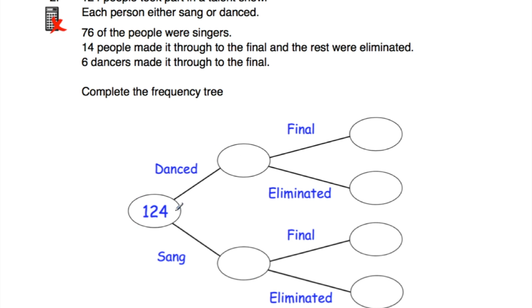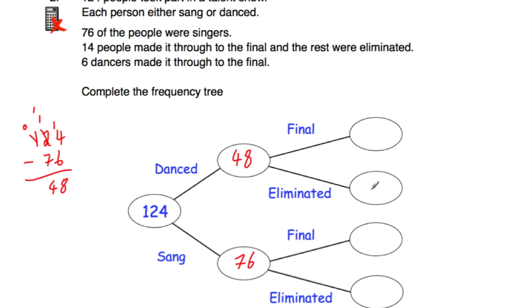We're told there's 124 people altogether and that some danced and some sang. We're told that 76 are singers, so the rest of them must have danced. If we take the 76 away from the 124, we can see how many people danced. So 124 take away 76. 14 take away 6 is equal to 8. Then 1 take away 7 we can't do, so let's borrow again. 11 take away 7 is equal to 4. So that means that there's 76 singers and there's 48 dancers.